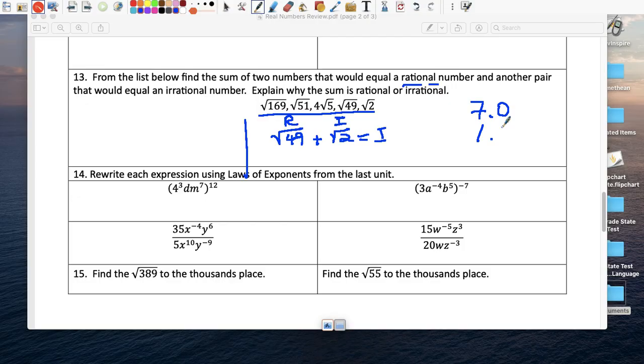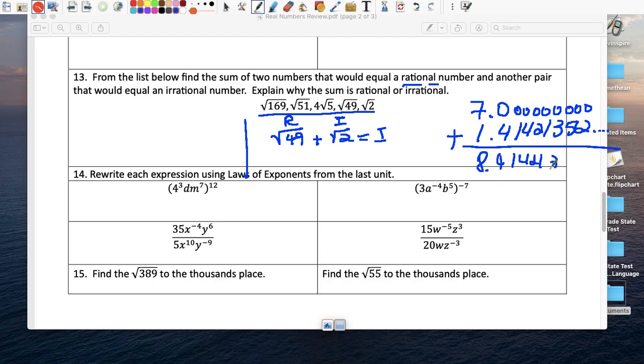So the square root of 2 is 1.414213562 dot dot dot, right? It goes on forever. What happens when I add the square root of 49, now written with zeros, because I can, plus the square root of 2? It's a rational number plus an irrational number. Well, the top ones are all zeros, so I get 8.414213562 dot dot dot.